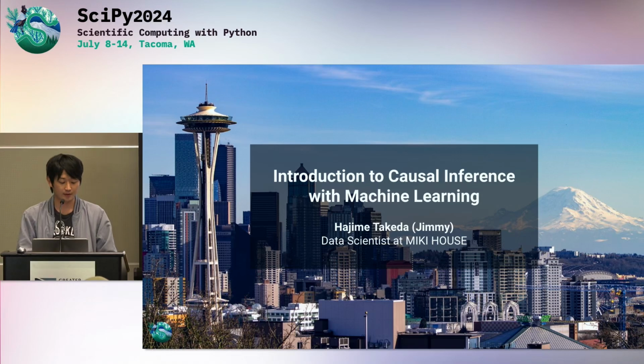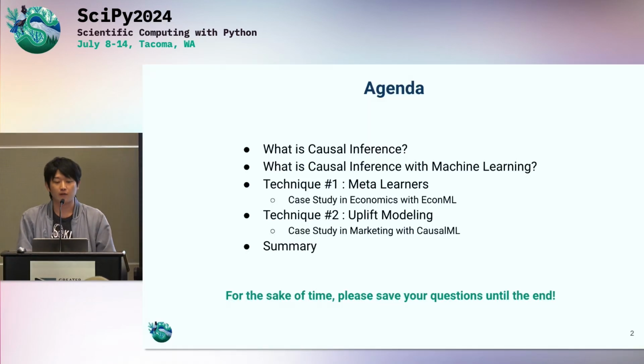So let's get started. This is the agenda for my talk. After a quick introduction, I will explain the background and concept of causal inference with machine learning. And then I will cover two techniques. One is meta-learners, and the second one is uplift modeling. Regarding each technique, I will demonstrate a case study with sample code with EconML and CausalML. And due to the packed agenda, please save your questions until the end.